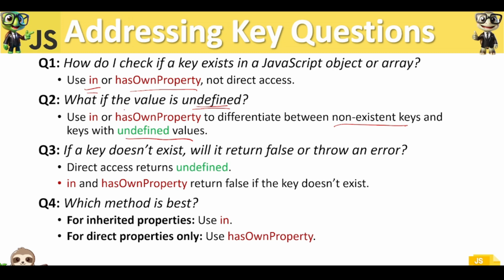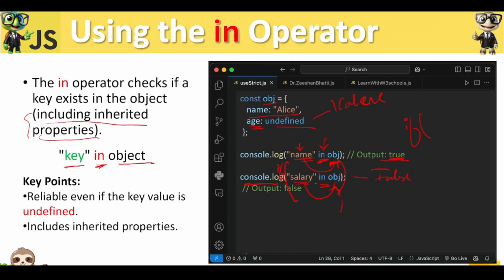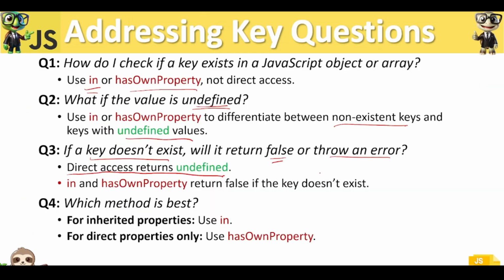So if either one of them returns true, it means the key is actually there. That means there must be a value, which again could be undefined. If a key doesn't exist, it will return false or throw an error. Direct access returns undefined. So if you directly access it, just like in the first example here, objects.salary, it's not defined, it will always return undefined. This is what we mean by direct access. Okay, so we prefer to check a condition first, whether the key exists or not, and then use it. That way we can always avoid this ambiguity and this pitfall of undefined.